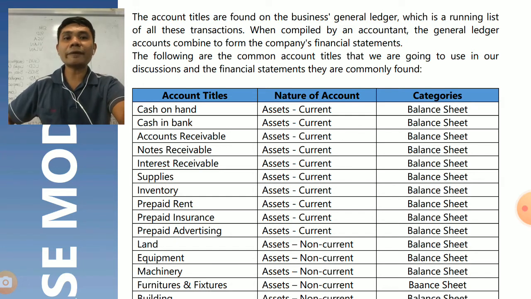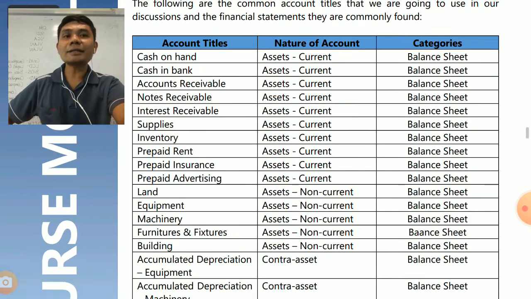The nature of account is its classification. Is that an asset? What kind of asset? Is that a current asset or a non-current asset? And where will it appear in the financial statements, is that included in the income statement or the balance sheet?